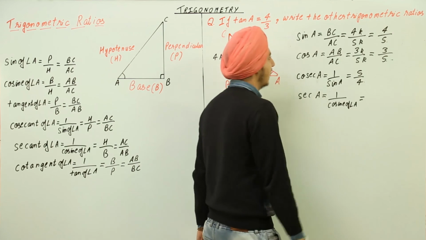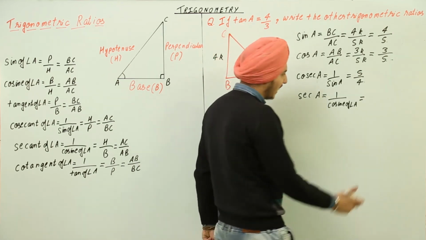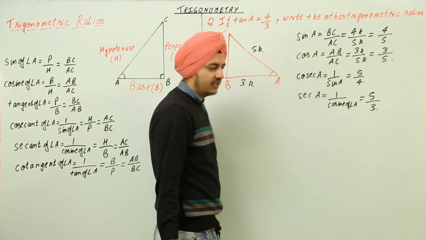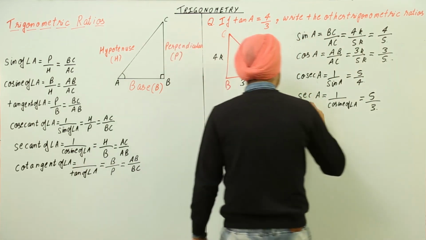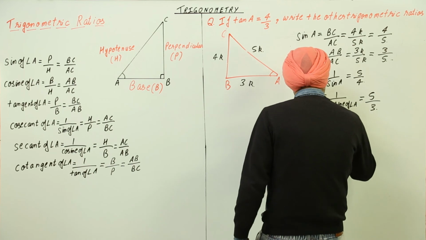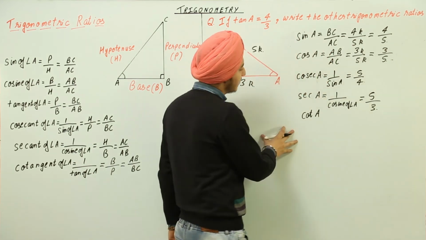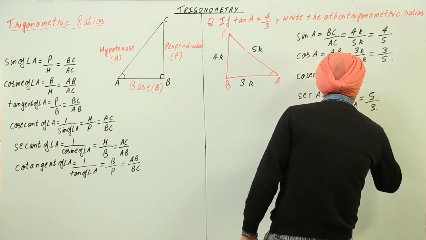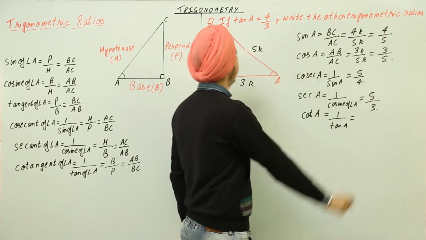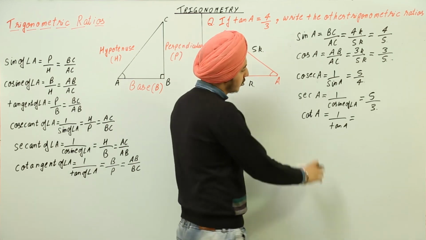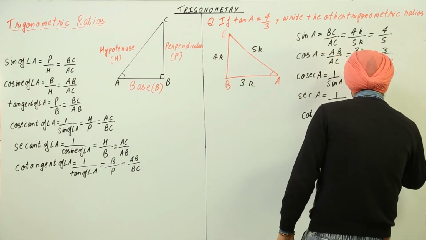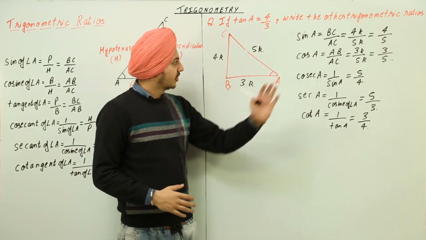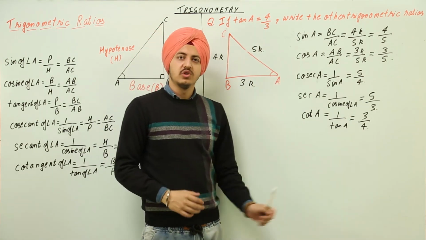What is cosine of angle A? That is 3 by 5. So this would be 5 by 3. Just the reciprocal, correct? Now the last one is cotangent, or we also call it cot of A. This is equal to the reciprocal of tangent, or tan of A. And what is tan of A? It is given to be 4 by 3. So this would be 3 by 4. So these are all the trigonometric ratios that we need.